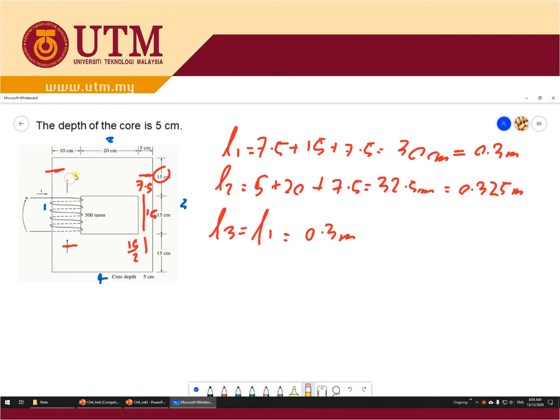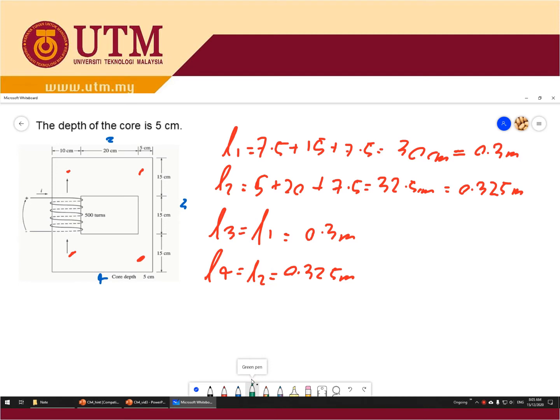And then lastly, L4. So for L4, if you look here, this one is the same value as this one. So L4 is basically L2 equals to 0.325 meter. So you get the length. So next part is the cross section.